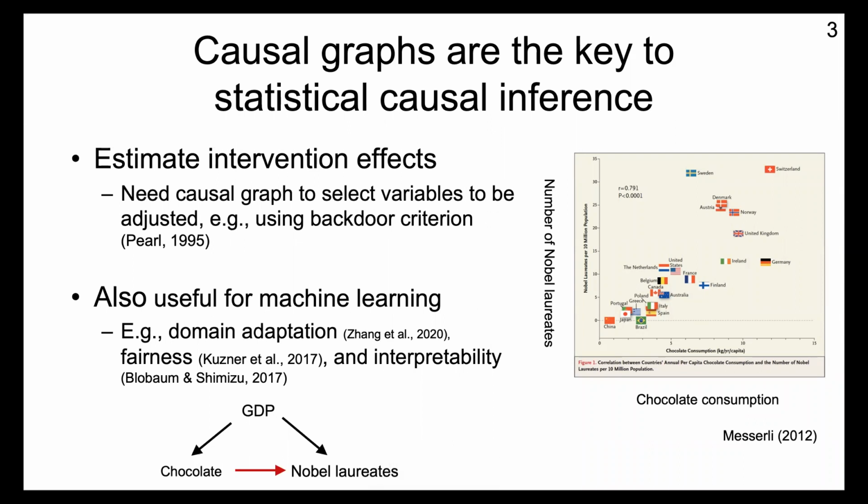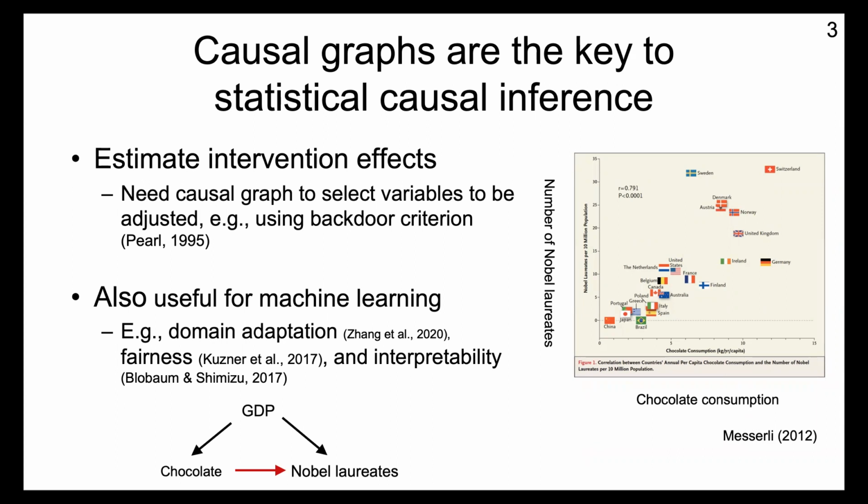For example, the figure on the right, this one, is a scatter plot of the chocolate consumption and the number of Nobel laureates of 23 countries. Then suppose that this causal graph is correct. Then this graph tells that we should adjust for GDP to estimate the intervention effect of chocolate consumption on the number of Nobel laureates.